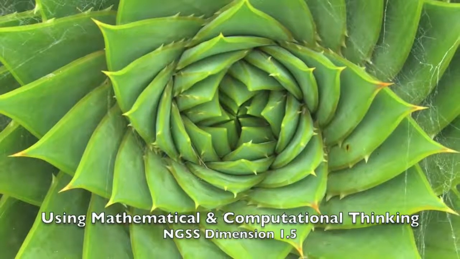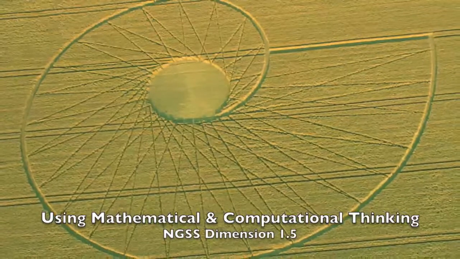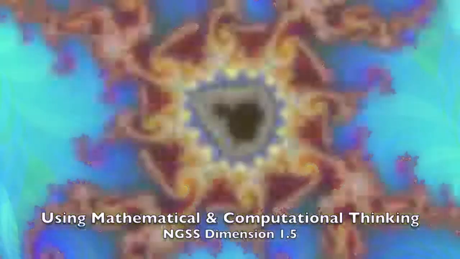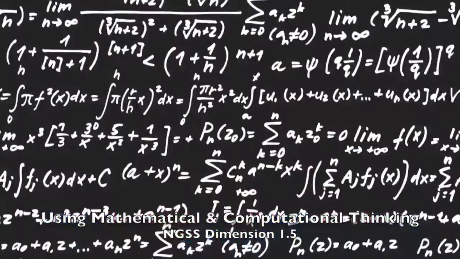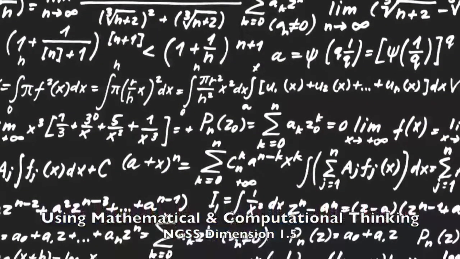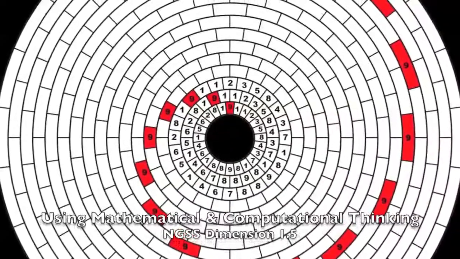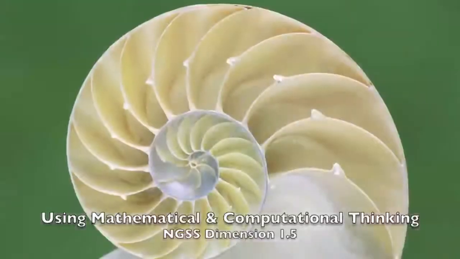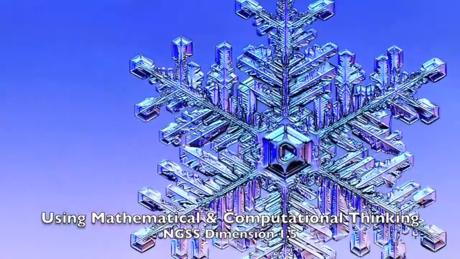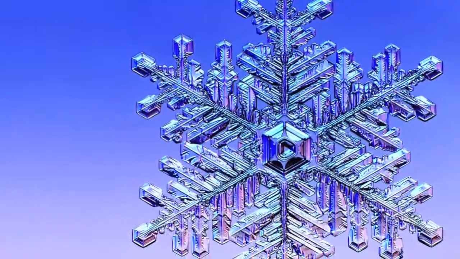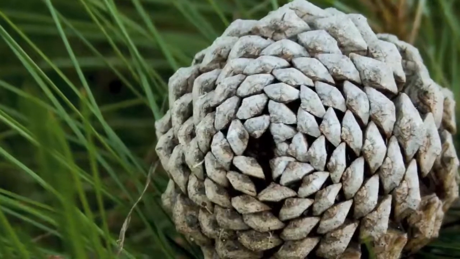The Next Generation Science Standards in Dimension 1, Part 5 stress the necessity for students to be able to use mathematical and computational thinking. Now, unfortunately, just the word math tends to strike fear in the hearts of lots of students, and I guess computational probably does the same thing. And yet there's such beauty in mathematics, and it's useful for so many things that without it, science makes no sense.